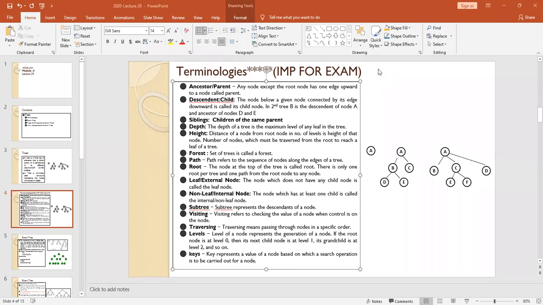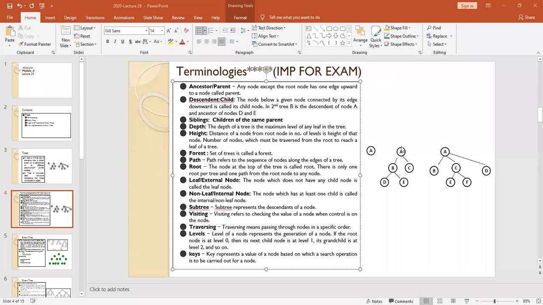What is the depth? 2. How do you tell it is 2? Depth is a number. It is the maximum level of any leaf in the tree. So the depth of a tree, we take it as 2.